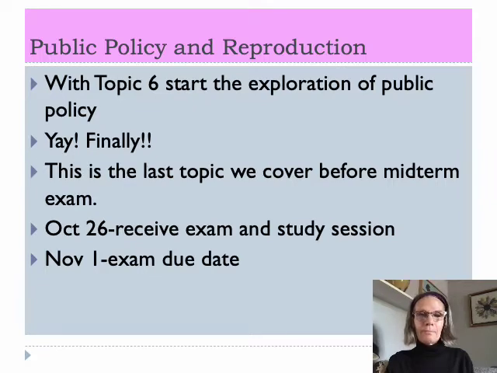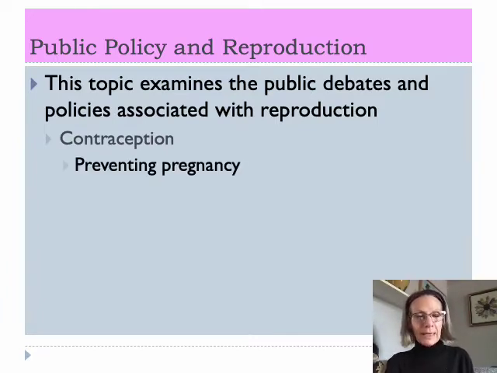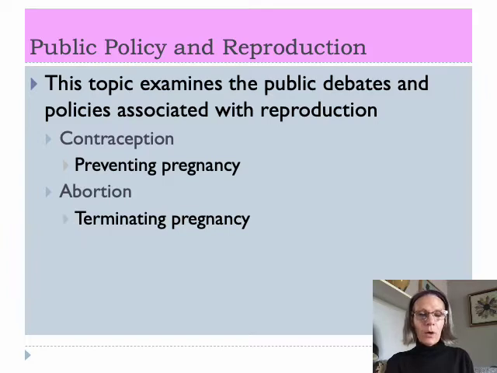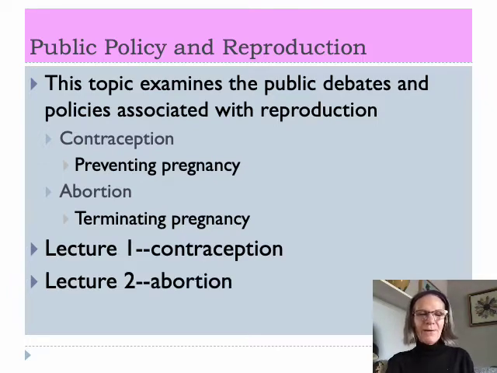After this week, we're going to examine the public debates and the policies associated with reproduction. Reproduction has two big issue areas. One is contraception, that is, ways in which pregnancy can be prevented. The other is abortion, terminating a pregnancy once it happens. Those aren't the only policy issue areas associated with reproduction, but these are the ones we're going to focus on. In Lecture 1, this one, we look at contraceptive policy, and in the next lecture, we're going to look at abortion policy. So let's go ahead and get started.